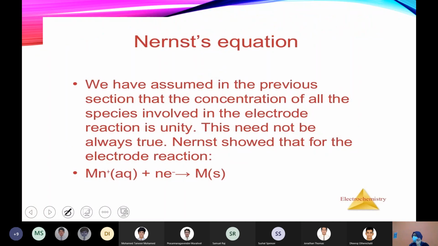That was a difficult task. So a scientist called Nernst derived an equation to calculate the electrode potential or cell potential under non-standard conditions. That's why this equation is known as the Nernst equation.